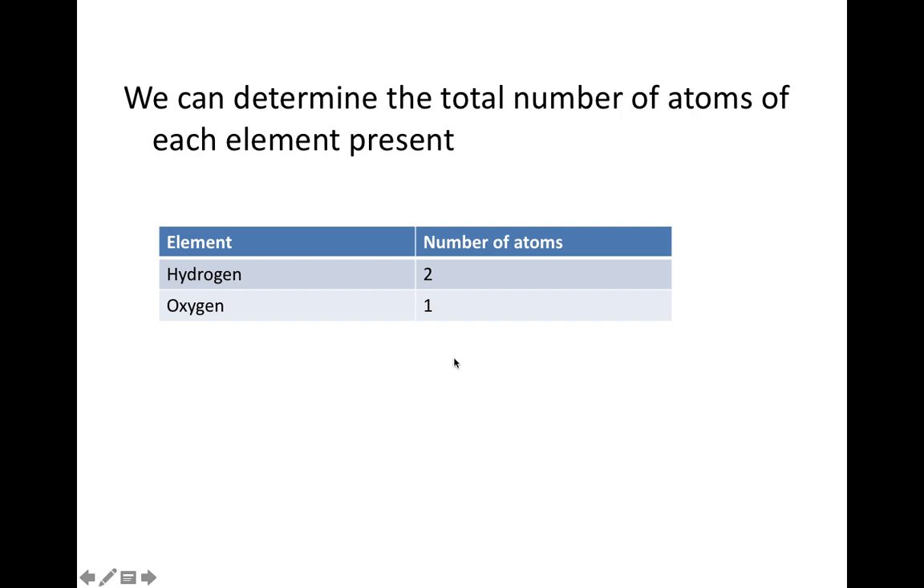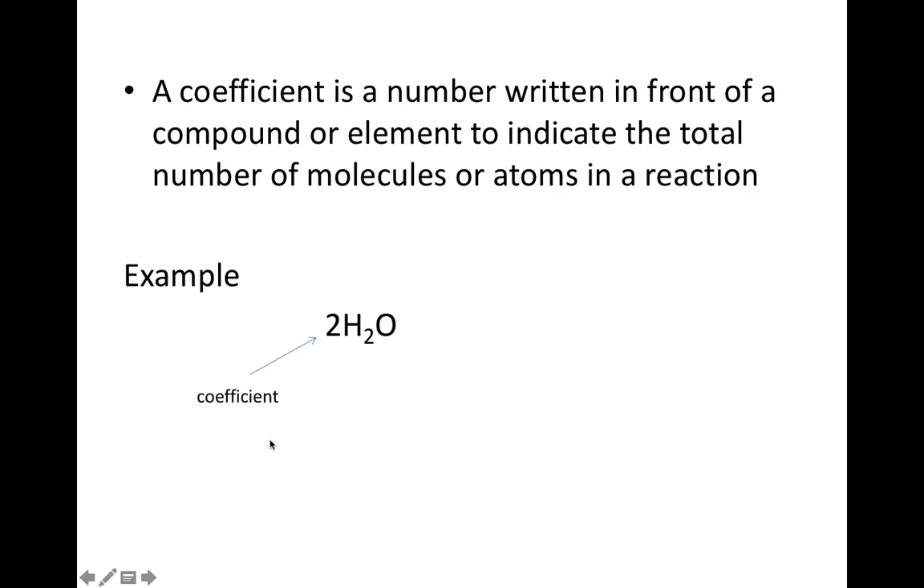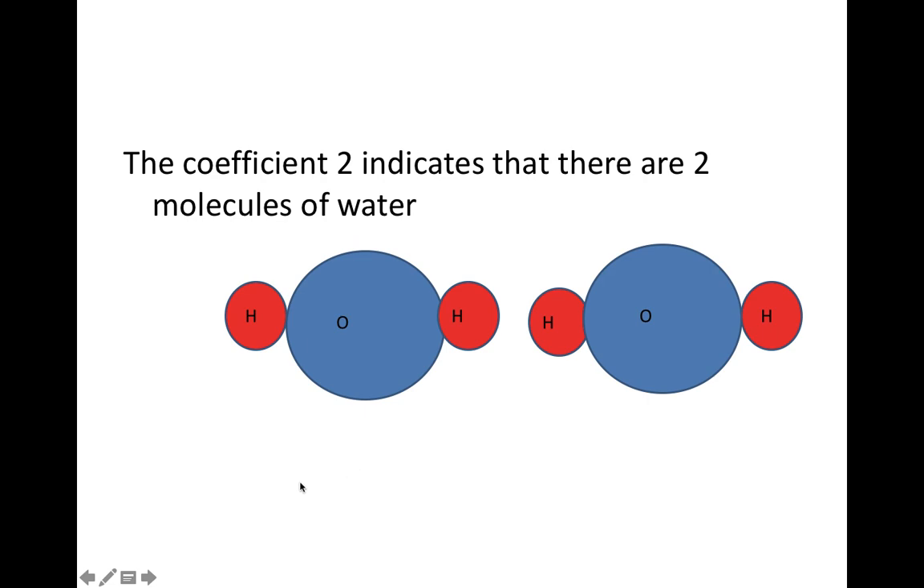We can determine the total number of atoms of each element present. So there's 2 hydrogen, 1 oxygen. A coefficient is a number written in front of a compound or element to indicate the total number of molecules or atoms in a reaction. So a number written in front of a compound, this 2, is referred to as a coefficient. It can be written in front of a compound, which means there's 2 H2Os. So when we draw it, we would draw 2 molecules of water.